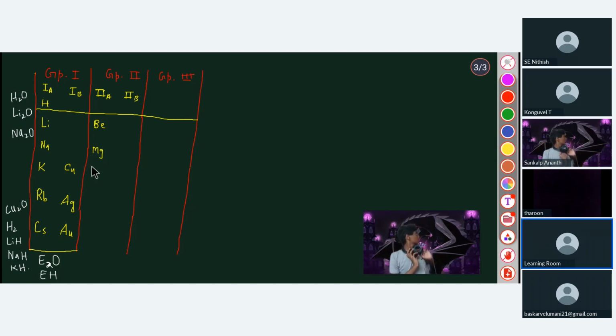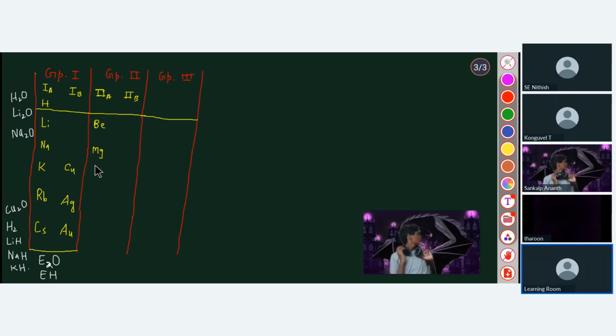You have learned only up to group three; I have just made up to group three. We will make it complete. So beryllium, magnesium, calcium, strontium, and barium. Now tell me the elements of second B. Zinc, cadmium, and mercury. Sir, I don't get the logic of this. But memorize it.